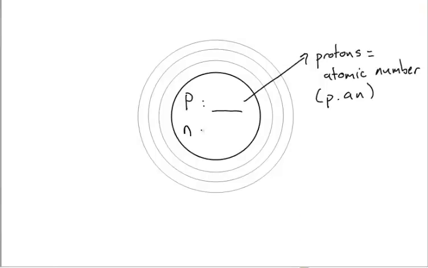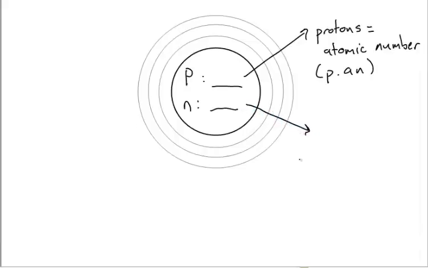Then you draw the number of neutrons found in the nucleus. This is a little bit more difficult because the periodic table does not directly give us the number of neutrons. We actually have to do a little bit of math. So what the periodic table does give us is atomic mass. And atomic mass really equals your number of protons plus your number of neutrons.